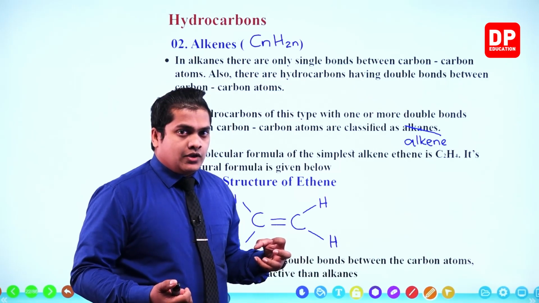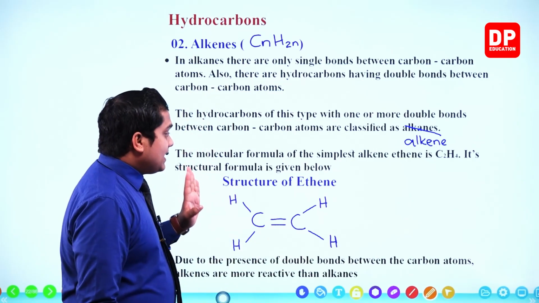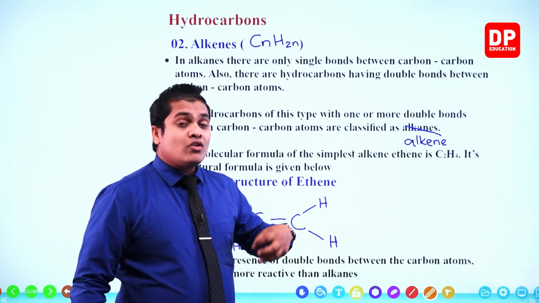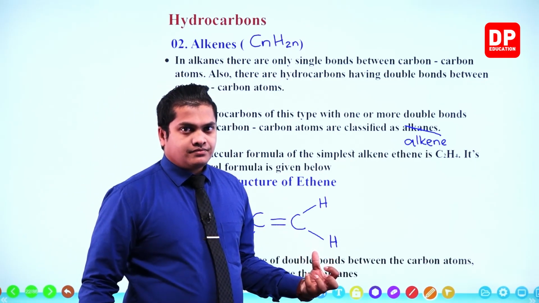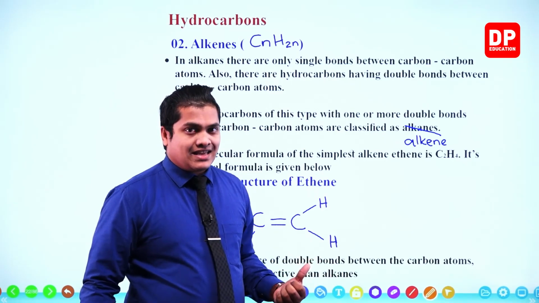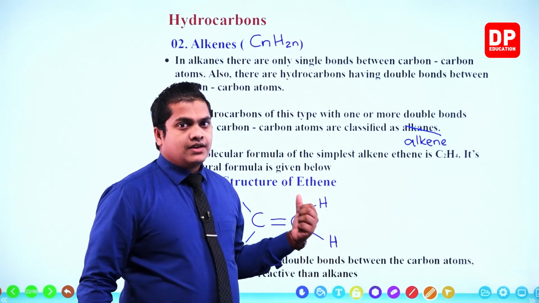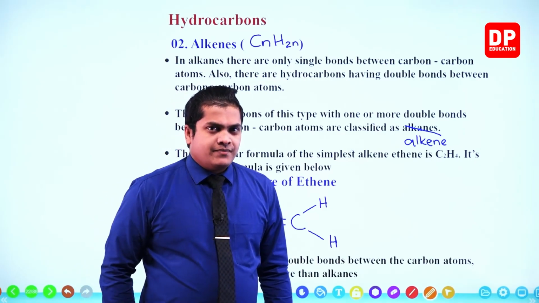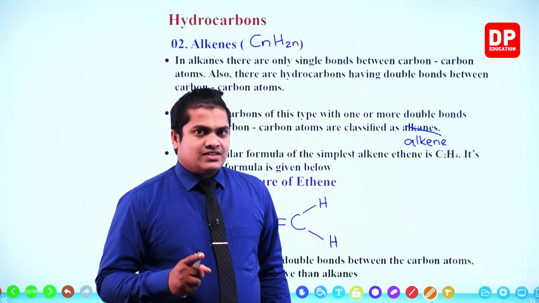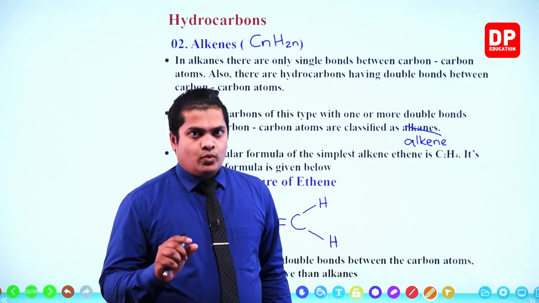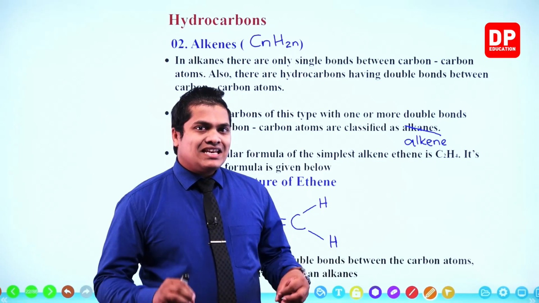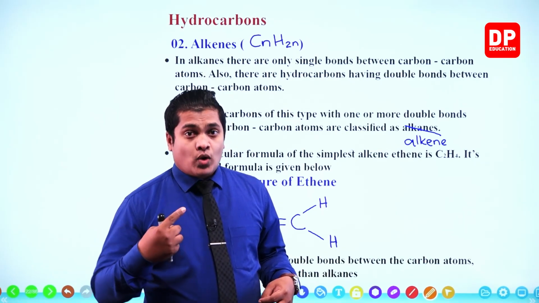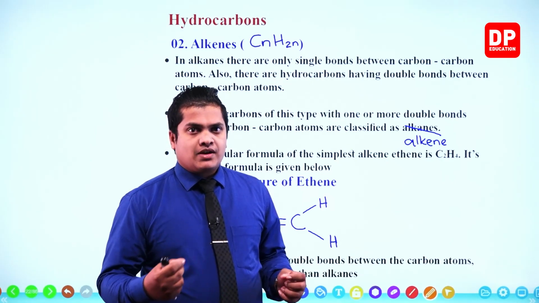Therefore these alkenes are more reactive than alkanes because of having this double bond. Alkanes are the ones that carry a single bond between carbon atoms. Alkenes are the ones that carry at least 1 double bond between carbon-carbon atoms.